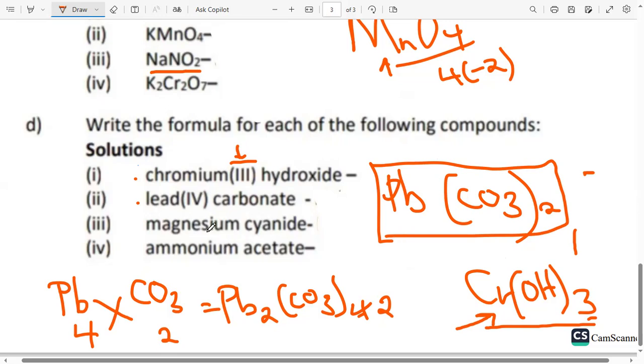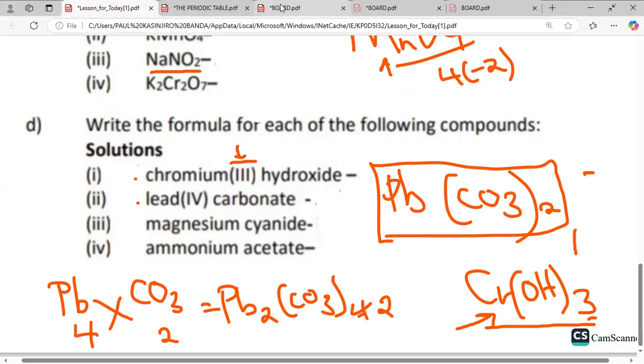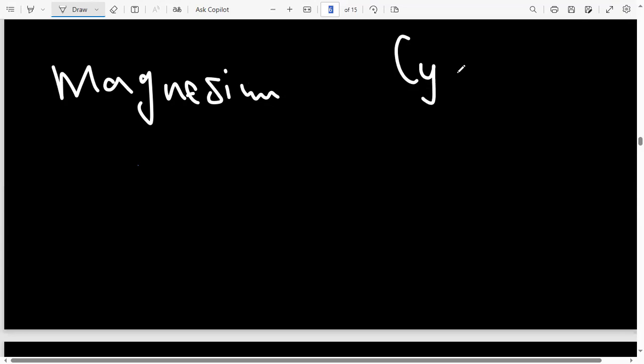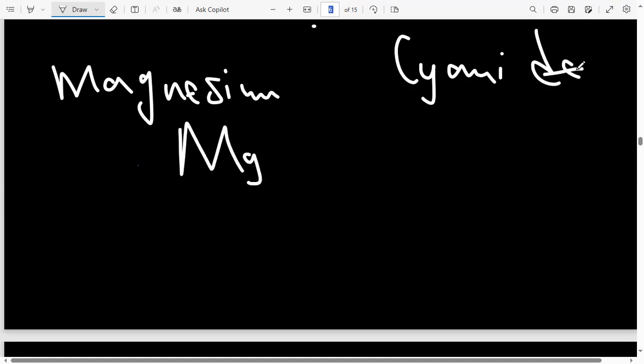Okay, no question. Let's look at magnesium cyanide. I gave you the formula, and I even gave you the charge of this compound. Let me write it here. So we have magnesium cyanide. Magnesium has the symbol Mg, and cyanide has the symbol CN.